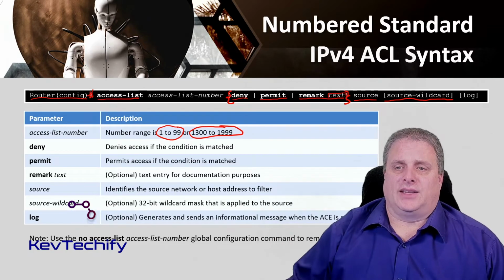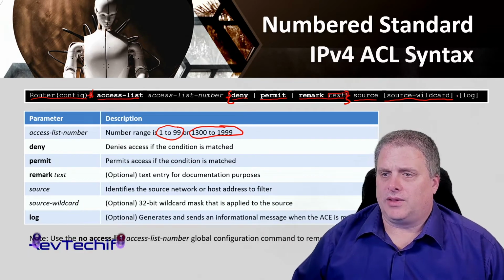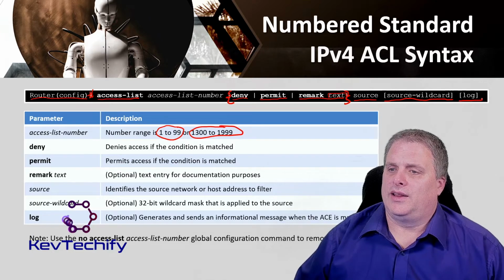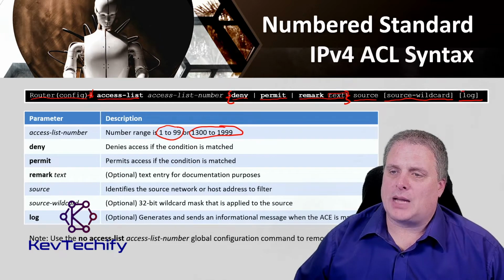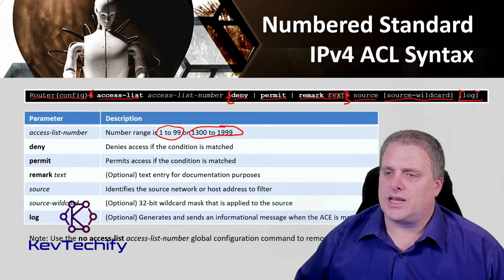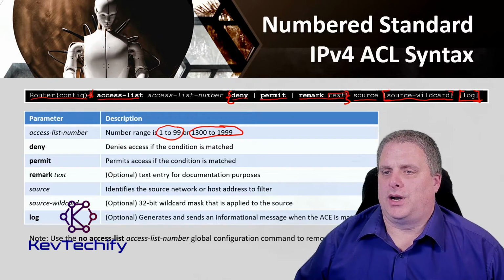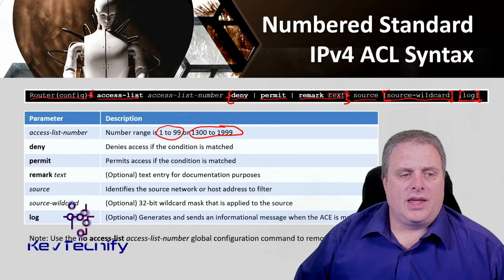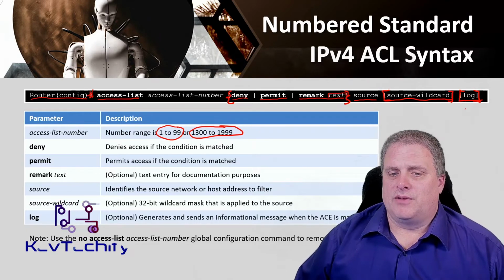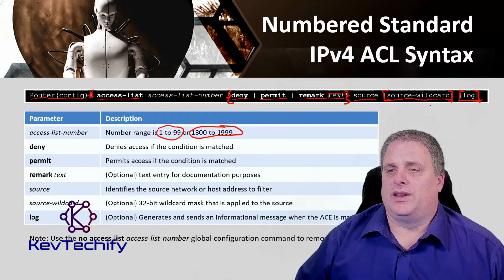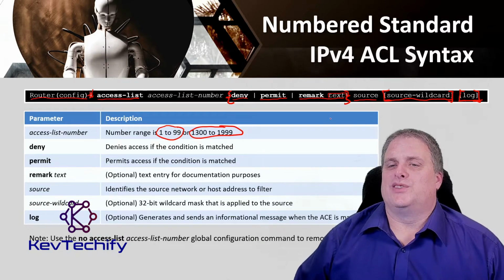And then finally, we have a log at the end, and that's optional again. Once again, how we can tell it's optional is it has a square bracket. So log is optional, and also the source wildcard is optional right here. The log would then generate and send some informational messages when an access control entry is matched.